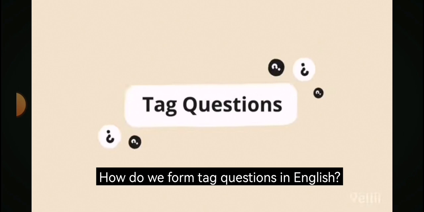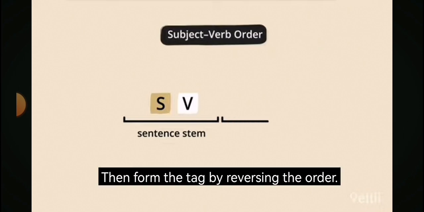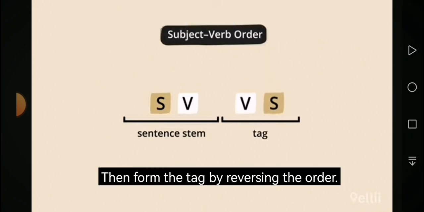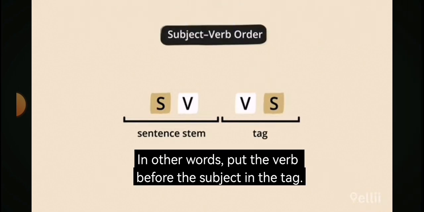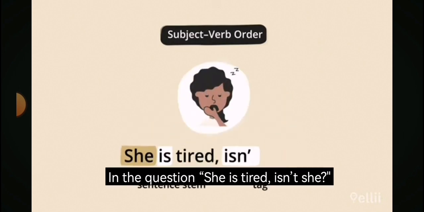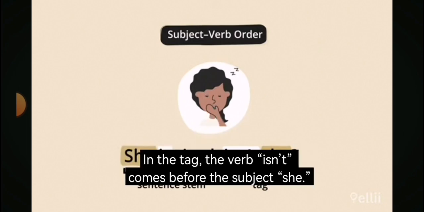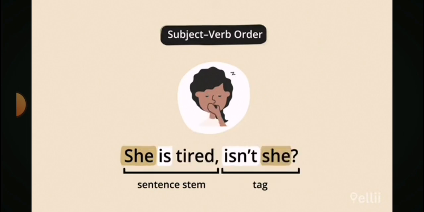How do we form tag questions in English? Look at the position of the subject and verb in the sentence stem. Then form the tag by reversing the order. In other words, put the verb before the subject in the tag. For example, in the question, "She is tired, isn't she?" the subject, "she," comes before the verb is in the stem. In the tag, the verb isn't comes before the subject, she.